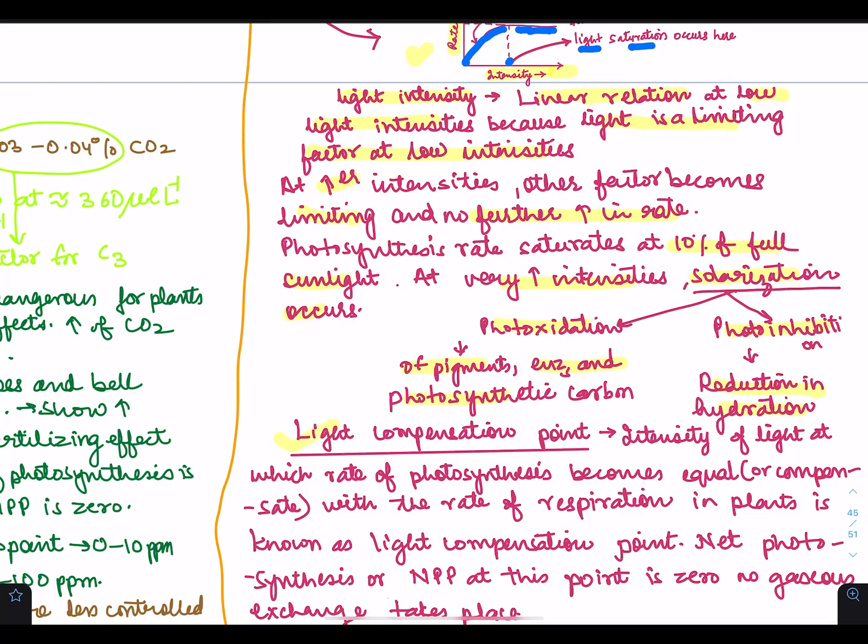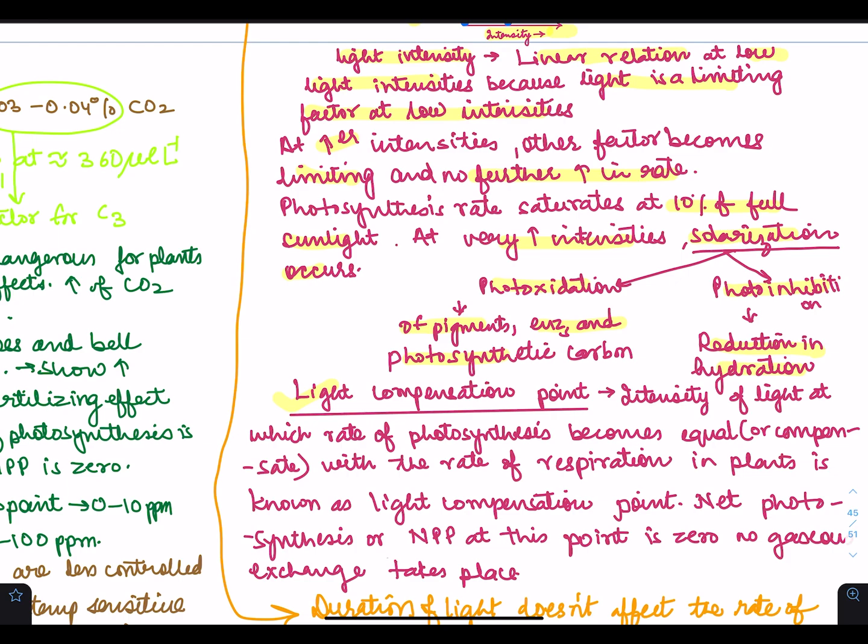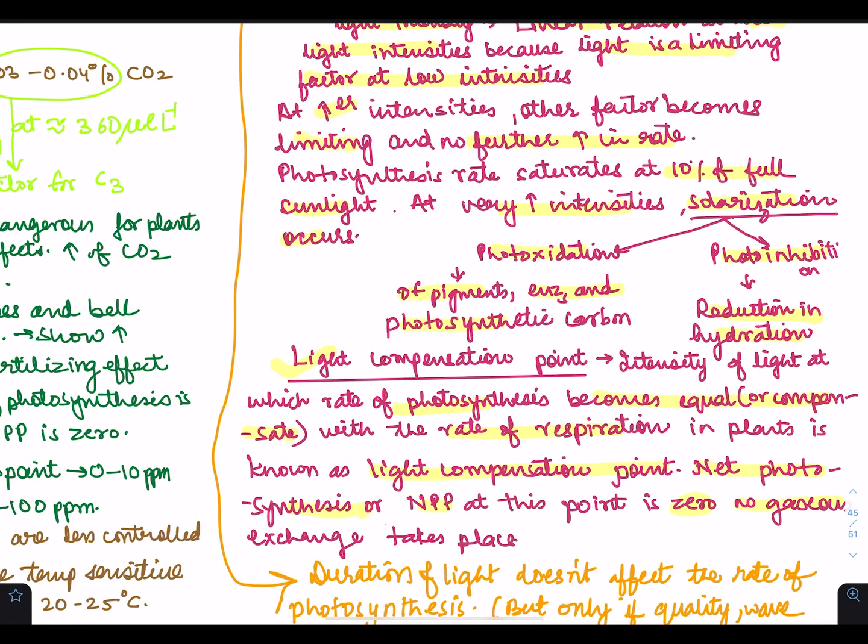Now, what is light compensation point? Intensity of light at which rate of photosynthesis becomes equal or compensate with the rate of respiration in plants is known as light compensation point. Net photosynthesis or NPP at this point is 0. No gaseous exchange takes place.